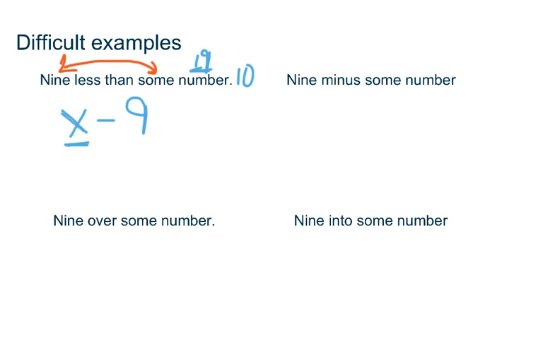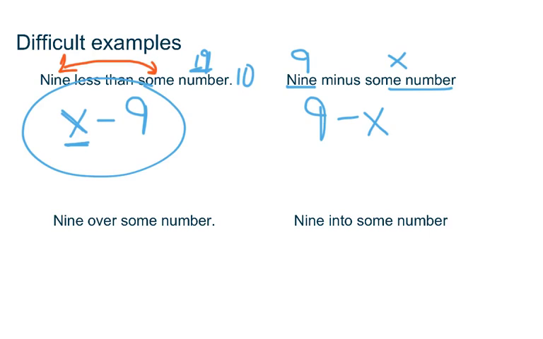But if we read it this way, or if it's presented to us in this way, 9 minus some number, that's 9 minus x. So here we saw 9 first, we see x second, and we actually follow that order. Whereas on the left-hand side, we had to invert that order. So it's kind of weird. So you've got to pay attention and actually ask yourself, what is this asking me to do?